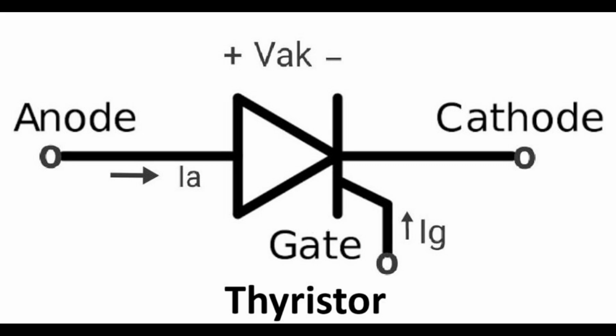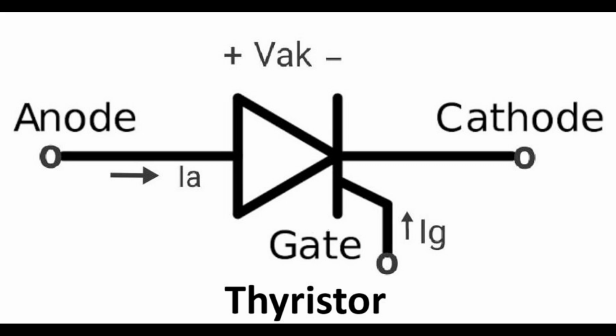The integrated gate commutated thyristor, IGCT, is a type of thyristor that combines the characteristics of gate turn-off thyristors, GTOs, and insulated gate bipolar transistors, IGBTs. It is designed for high-power applications where efficient and reliable switching is required.